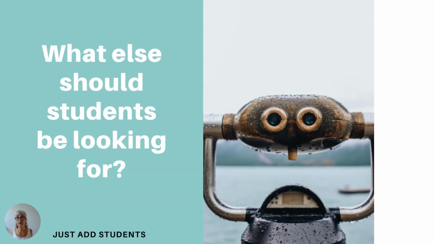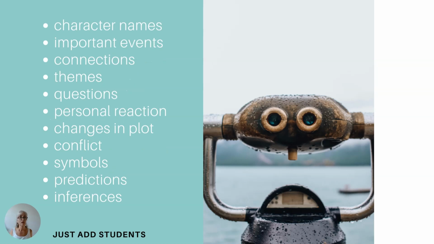So what should their annotations be about? You want them to be looking for things like character names, important events, themes, questions, reactions they have to a text, questions they have to a section of the text and how it relates to another section, inferencing. I have some free bookmarks that you can use with your students that give you a whole list of things they can be looking for as they're annotating, and you'll find the link to the free item in the notes below.